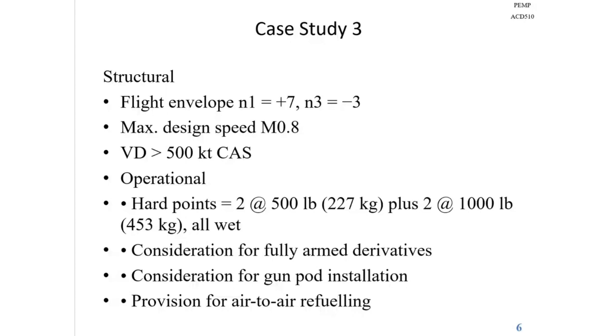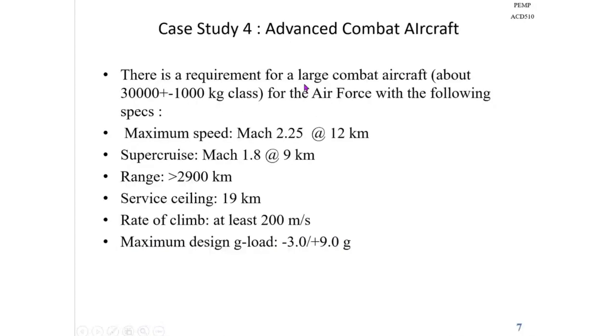So case 4 is advanced combat aircraft, and in this case, you are looking at the 30,000 plus minus 1000 kg class. This is much heavier than anything which at present Indian Air Force has. And you're looking at a maximum speed of 2.25 Mach number at 12 kilometers altitude. Super cruise at Mach 1.8 at 9 kilometers. Super cruise means it is reaching 1.8 Mach number without the use of afterburner. Right, so this is very, very important. That means the engine's dry thrust itself should be able to reach 1.8 Mach number at 9 kilometers altitude.